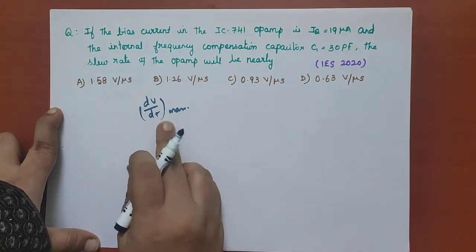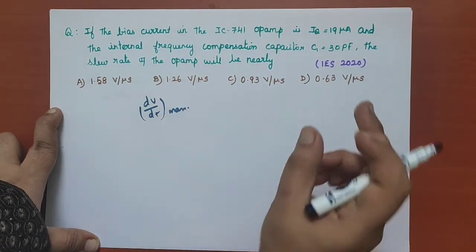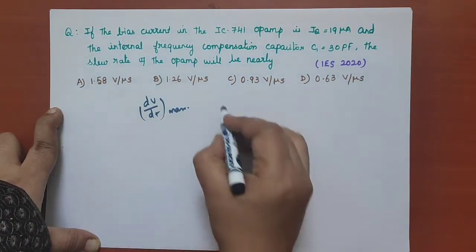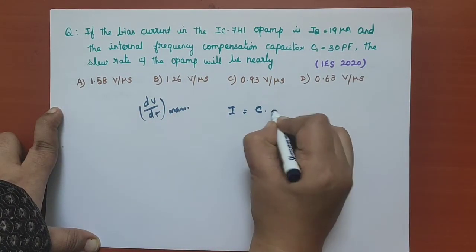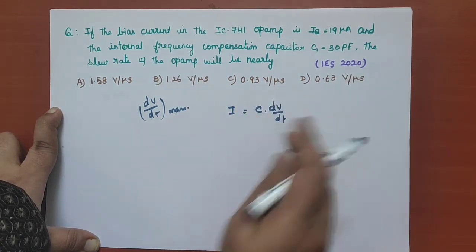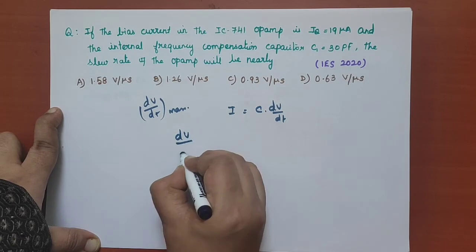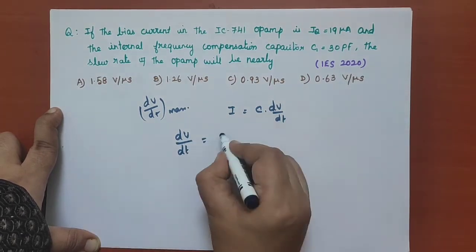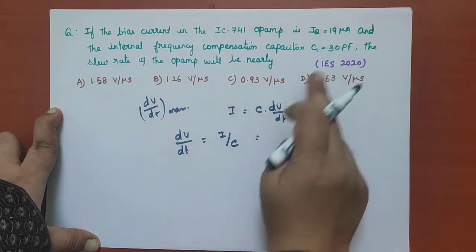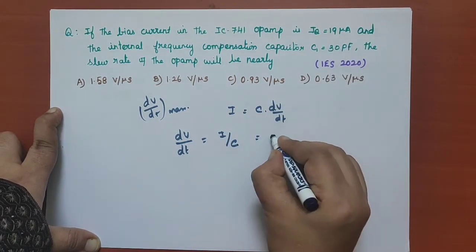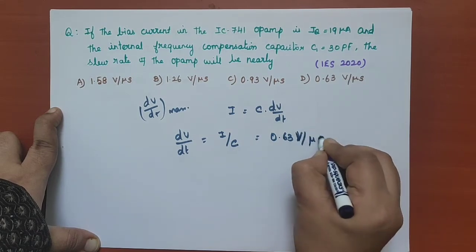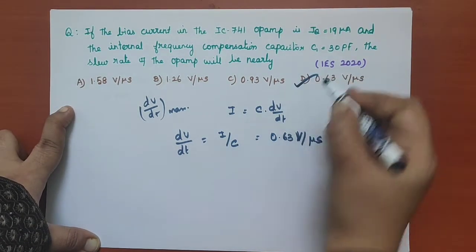Okay, we know the relation between the capacitor current and voltage. The basic formula is I is equal to C into dV by dt. Since we have fixed values, we can get dV by dt. We have to find dV by dt, which is the slew rate, so I divided by C. When you substitute the I value and C value here, you will get 0.63 volt per microsecond. So here is the answer.